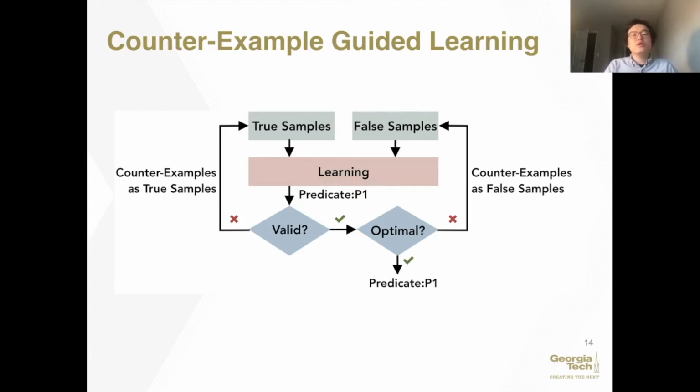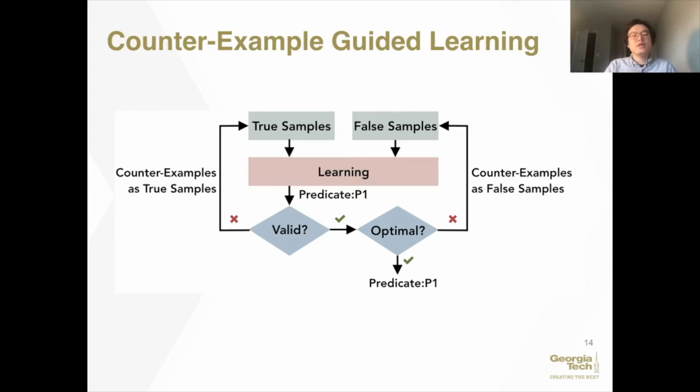At the beginning, we use the SMT solver to generate the true samples and the false samples, and we enter the learning phase. After the learning phase, we get a candidate predicate P1, and we use the SMT solver to verify if P1 is a valid predicate. If P1 is not valid, the solver will give us a tuple that should be accepted by the valid predicate but is rejected by the current candidate predicate P1. We call these true samples counterexamples. We add these counterexamples into the true training sample set and start the next training iteration.